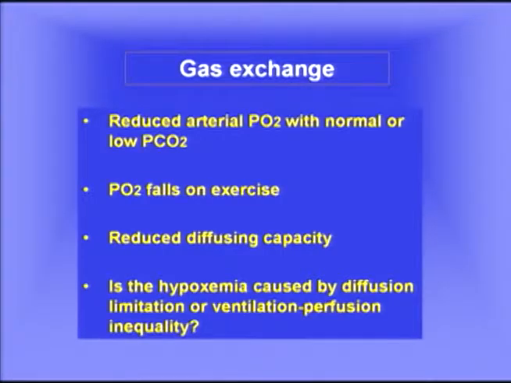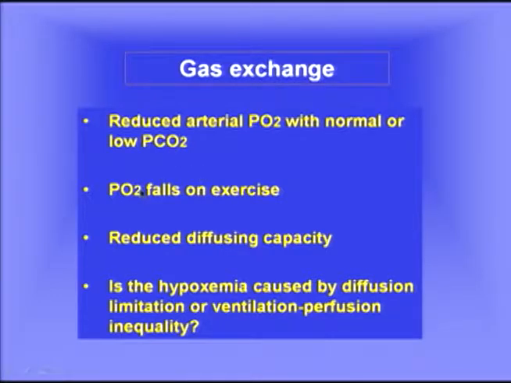Let's look at gas exchange. Now, these patients always have a reduction in arterial PO2. They have diseased lungs which interfere with gas exchange. So the arterial PO2 is always reduced. It's not reduced to extremely low values, but it's always abnormally low. There's always hypoxemia. However, the PCO2 is usually normal or may even be low, and we'll see a possible reason for that a little bit later on.